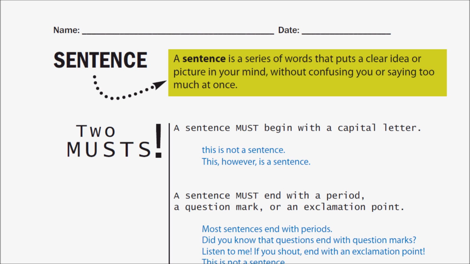So this video and this brain sheet is going to try to define it in sort of a different way. And hopefully that will help you understand how to make sure that every sentence you write is a real sentence. So let's just first look at the definition that we put together here, which is a sentence is a series of words that puts a clear idea or picture in your mind without confusing you or saying too much at once. Let's take a look at a picture here, for example.